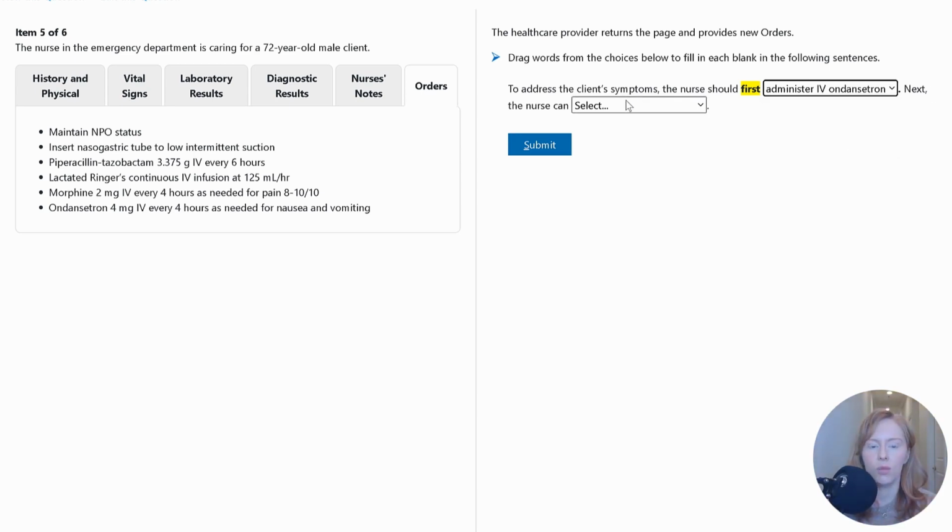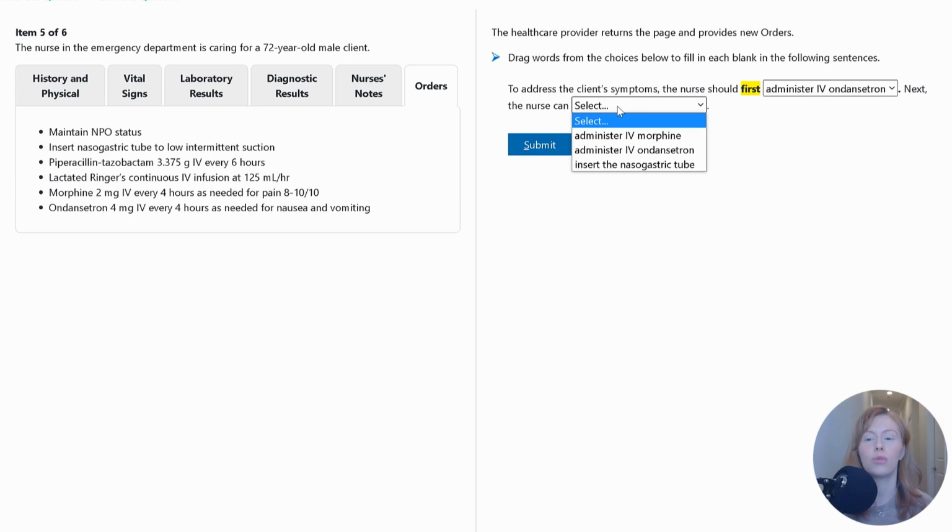And then as far as what's next, I'm either going to give the morphine or insert the NG tube. We spoke about how long it might take to put an NG tube in. You have to get your equipment. Usually you have to get someone to help you. You have to insert it. And then before you can ever hook it up to wall suction, you have to get a chest x-ray to confirm its placement. This is going to take a long time.